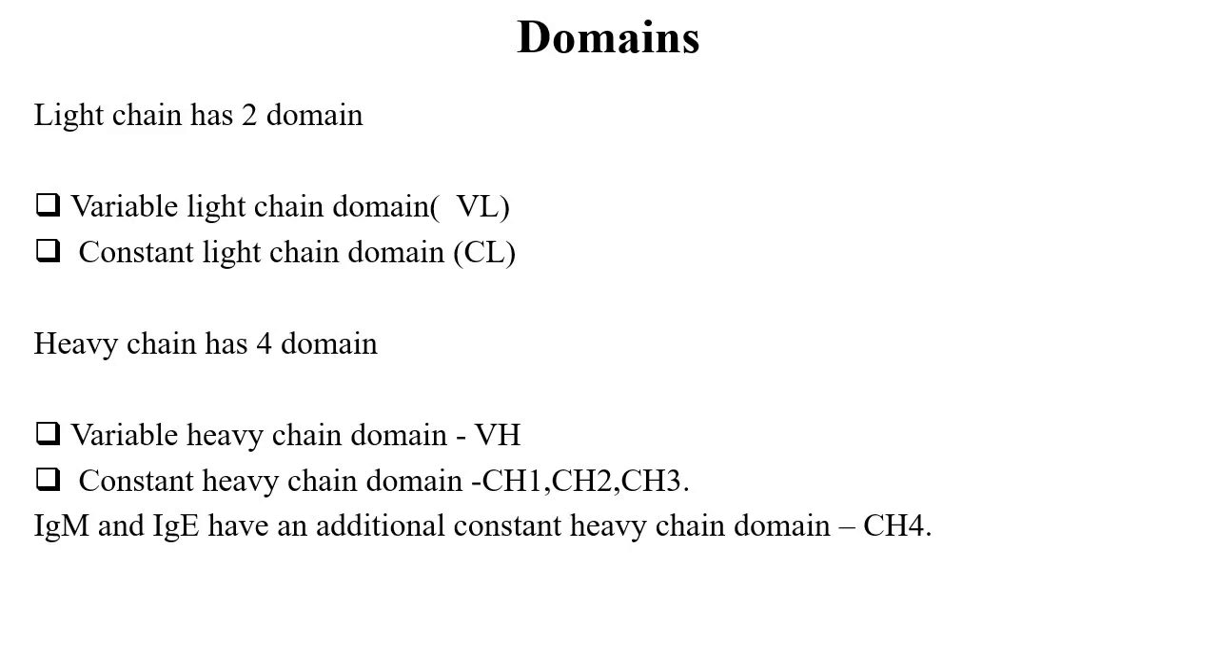Domains. Light chain has two domains. One is the variable light chain domain. Another one is called the constant light chain domain. Heavy chain has four domains: variable heavy chain domain and constant heavy chain domains called CH1, CH2, CH3. Immunoglobulin M and immunoglobulin E have an additional constant heavy chain domain called CH4 domain.